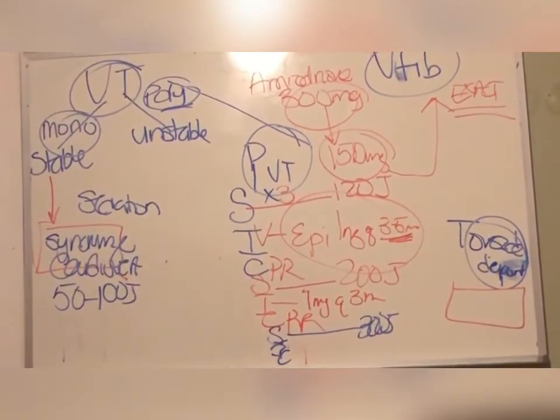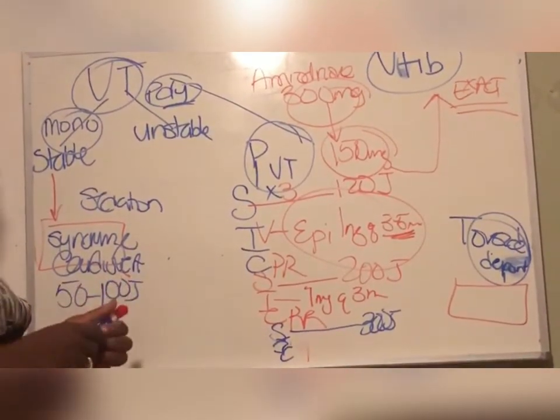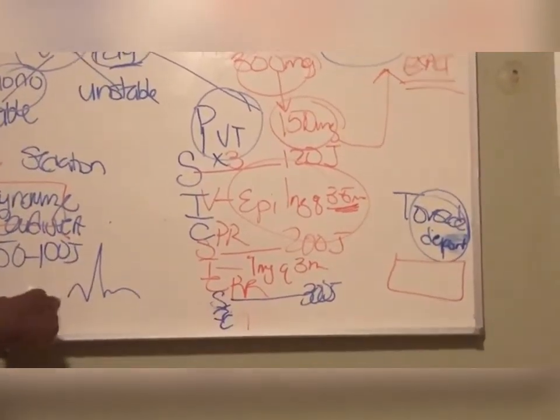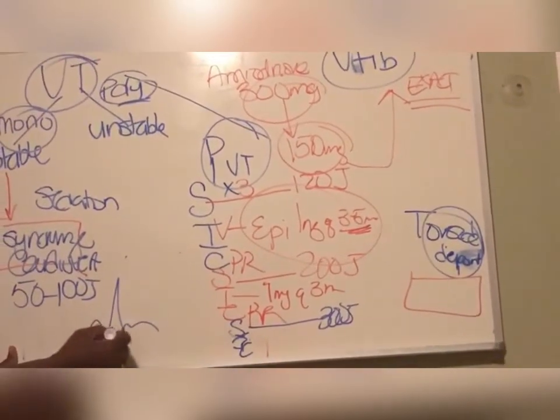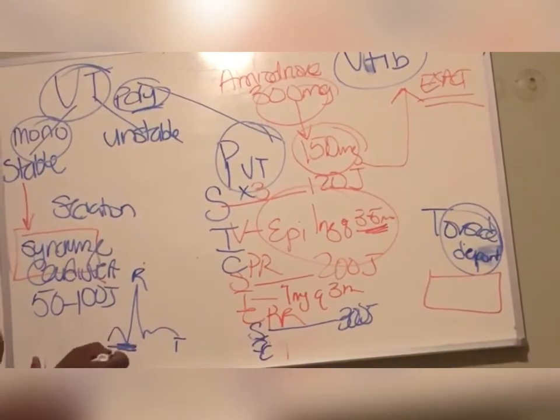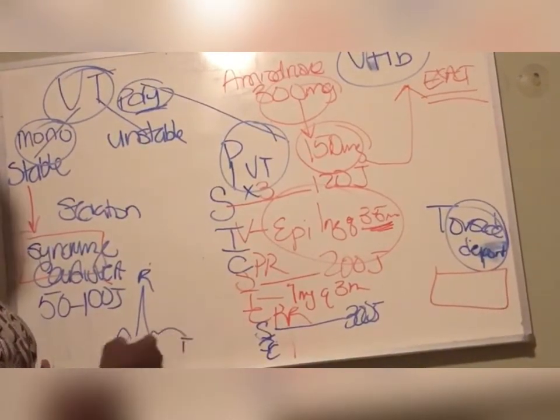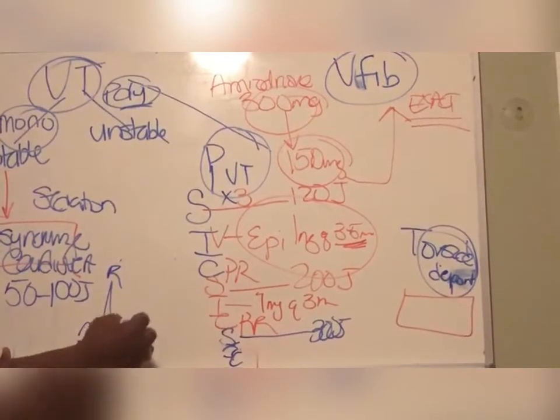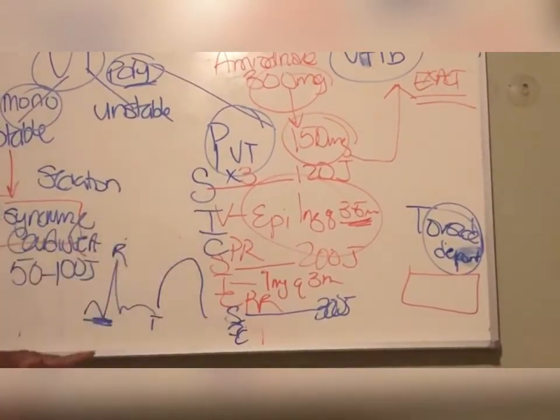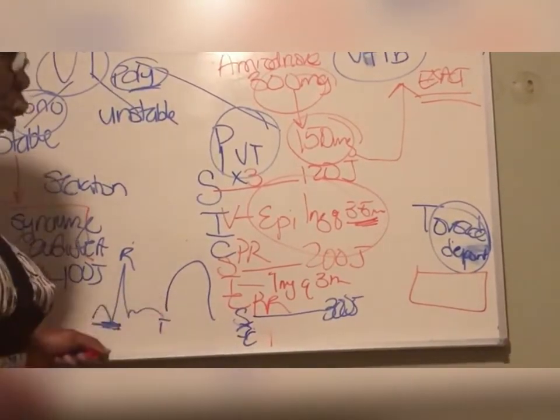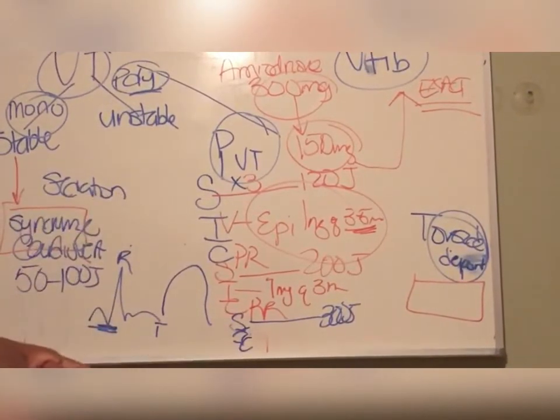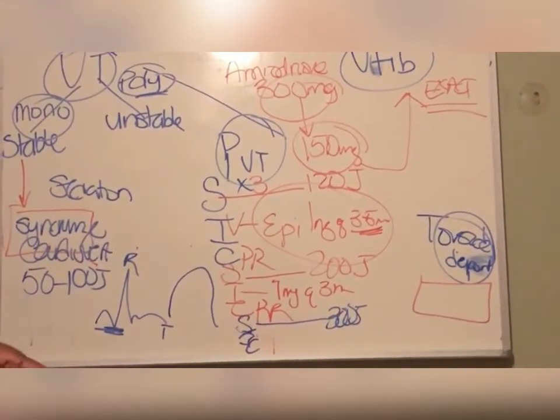Now, what happens after a long QT? You remember your P, QRST, okay? So P, Q, R, S, T. When you have a prolonged QT interval, it looks like this. When you look to see what VFib looks like, it's a long QT interval, rapidly going. This patient needs shock, IV, CPR.